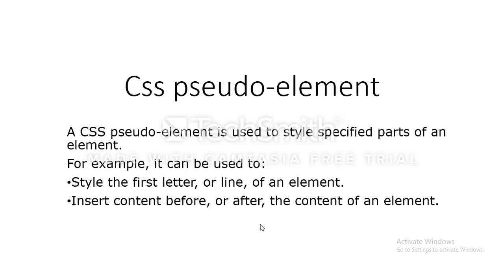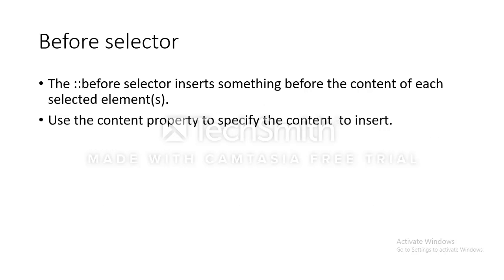A CSS pseudo-element is used to style specific parts of an element. For example, it can be used to style the first letter or line of an element, or insert content before or after the content of an element. There are different types of selectors such as the before selector, after selector, selection selector, first letter selector, and the first line selector.